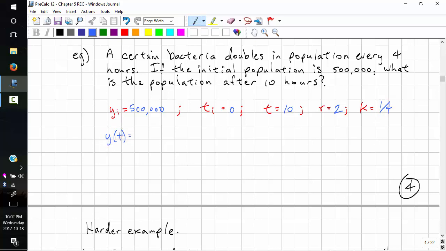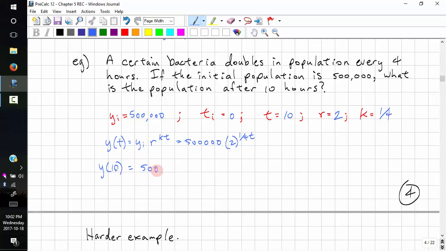y(t) equals y_i times r to the kt. And this is 500,000 times 2 to the power of 1/4 t. So we have y of 10, 500,000 times 2 to the power of 10 over 4. And this is approximately 2.83 million bacteria.